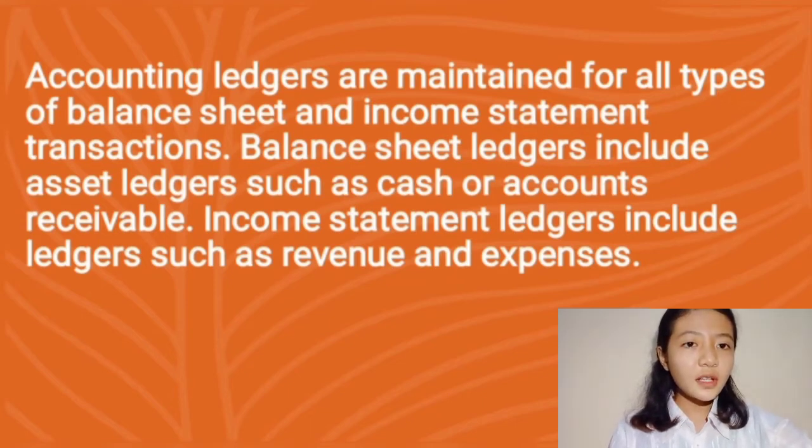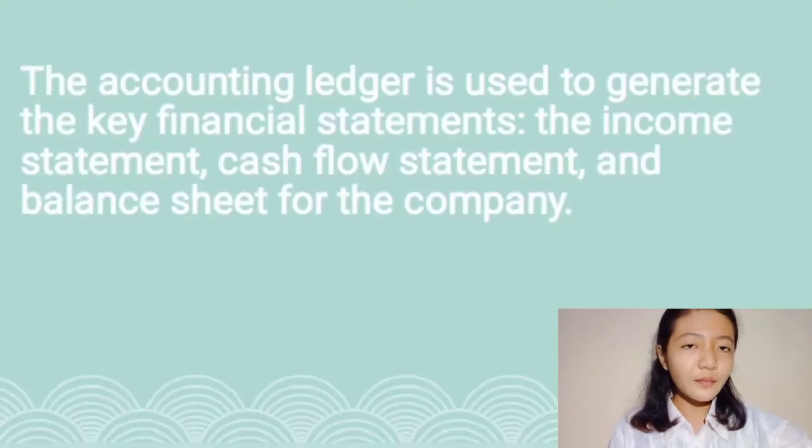Balance sheet ledgers include asset ledgers such as cash or accounts receivable. Income statement ledgers include ledgers such as revenue and expense. The accounting ledger is used to generate the key financial statements for the company: the income statement, cash flow statement, and balance sheet.